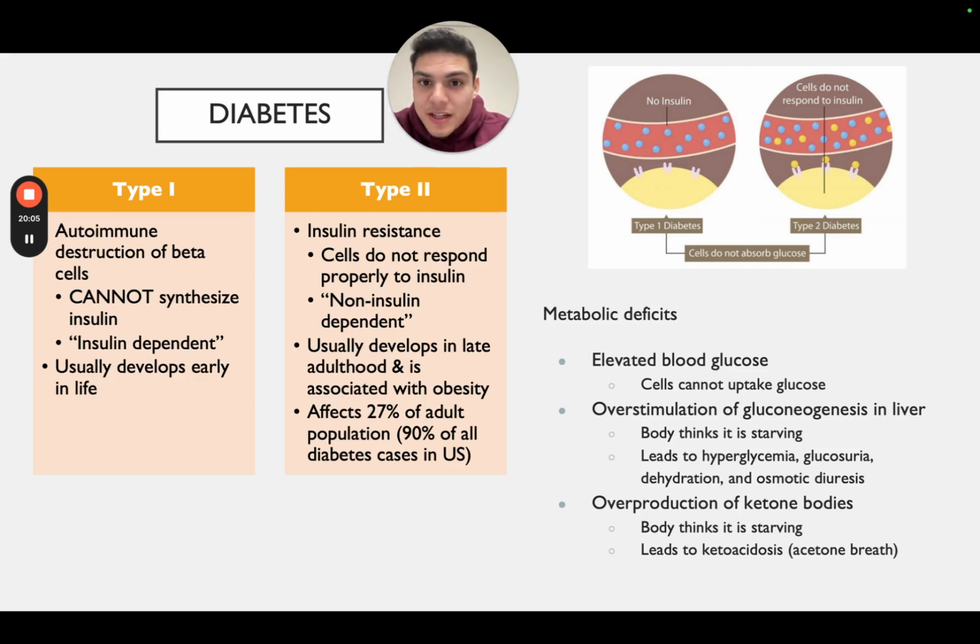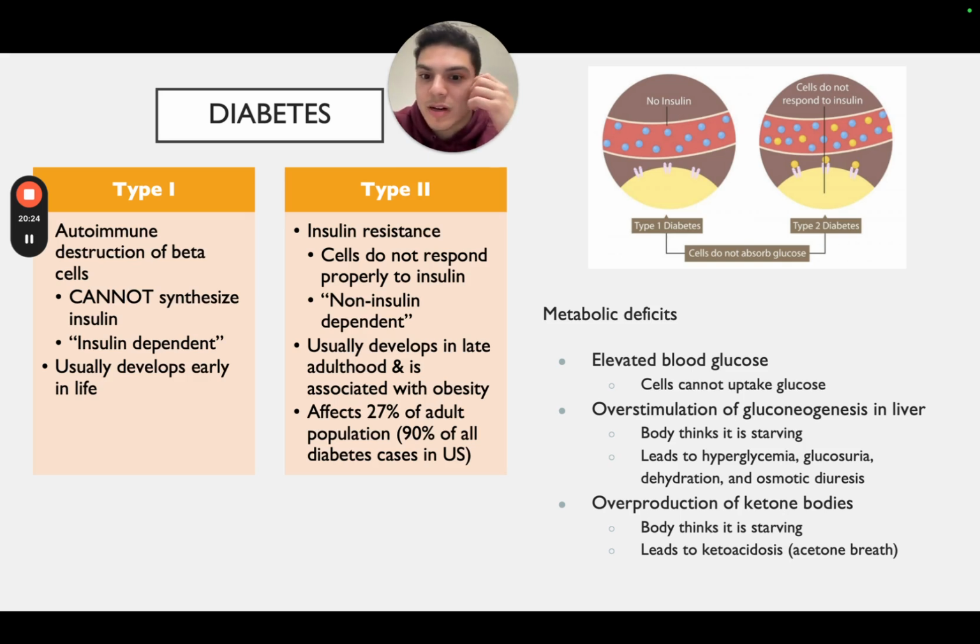So type 1 usually develops earlier in life because it's antibodies, your immune system destroying your pancreatic beta cells. Whereas type 2 usually develops later in adulthood, and it's usually a sign of metabolic syndrome. I know diabetes and metabolic syndrome are different, but they often are conflated with each other.